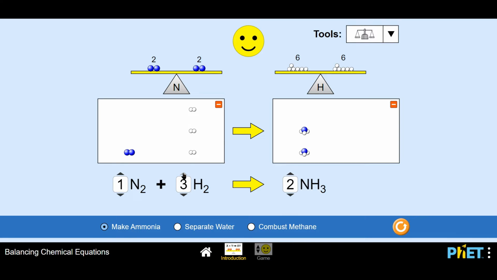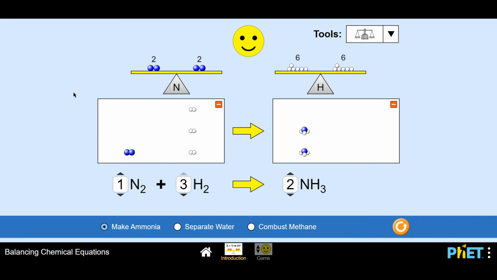Once you get to 6, on the left-hand side I have 2 nitrogens, right side 2 nitrogens, left side 6 hydrogens, right side 6 hydrogens. I count all of those up, and I have the same amount on both sides. This is a statement about the law of conservation of mass. If I start off with that many atoms, then after the reaction occurs, I need to end up with the same number of atoms. You can see at the top, you can count them as well: 2 and 2, 6 and 6. It's just counting them up for you on the left and right to show that they're balanced.